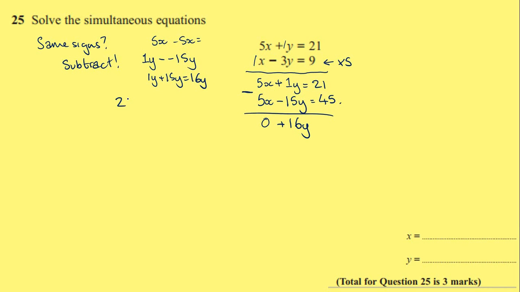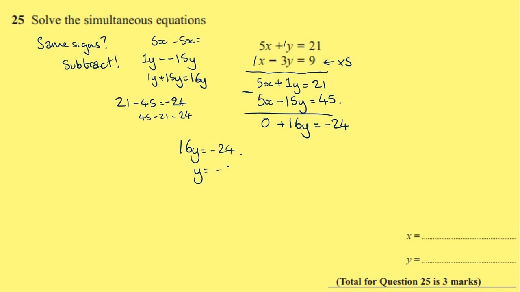And I've got 21 take away 45. If you ever struggle with that, just do 45 take away 21 and make your answer negative. Well, 45 take away 21 is 24. So 21 take away 45 will be negative 24. Okay, so that equals negative 24. So now we know that 0, well, that's fine, we don't really need that, but 16y equals negative 24.